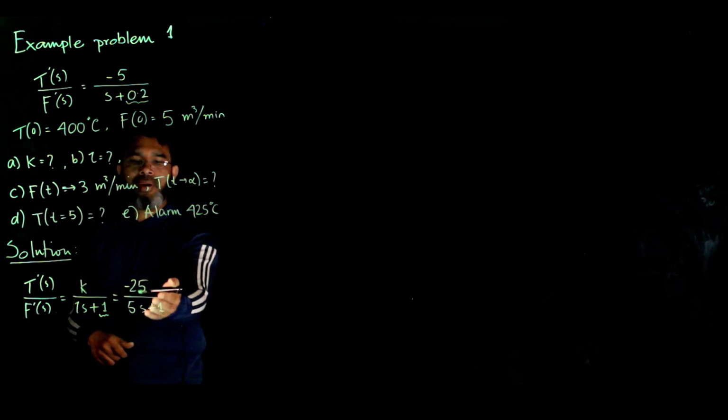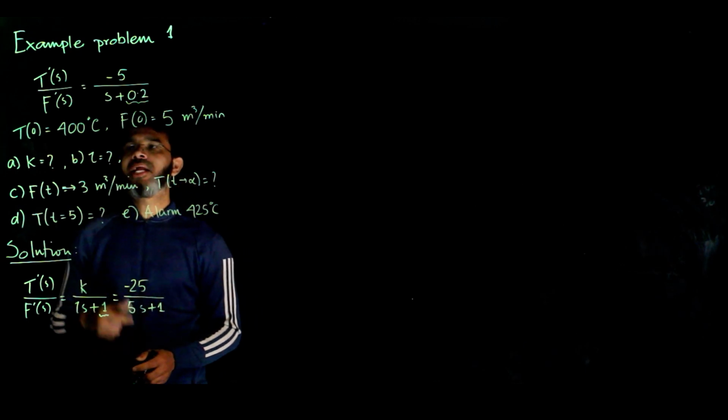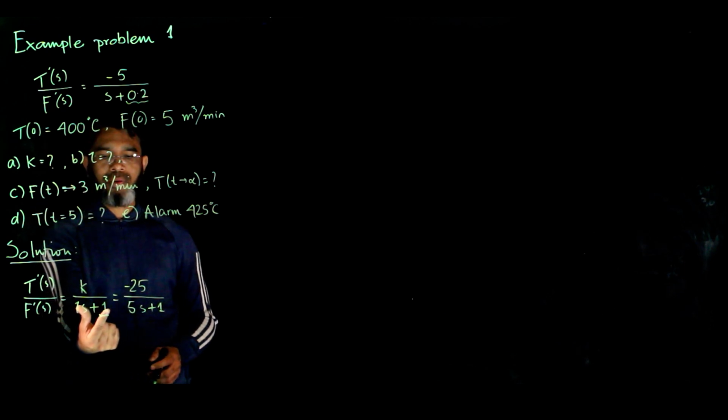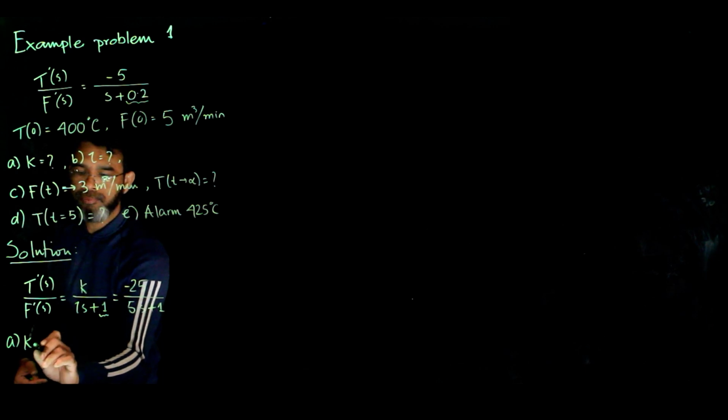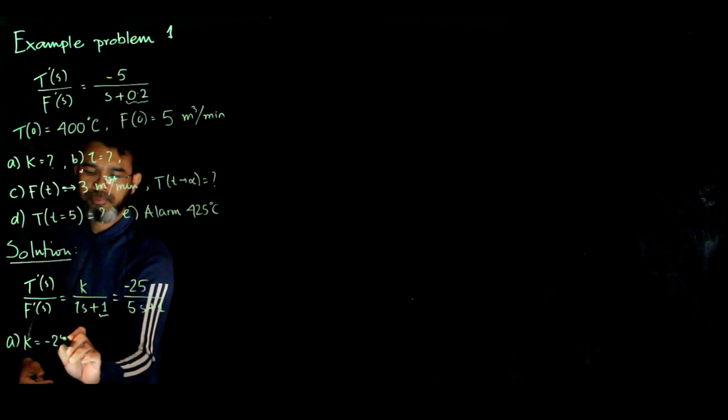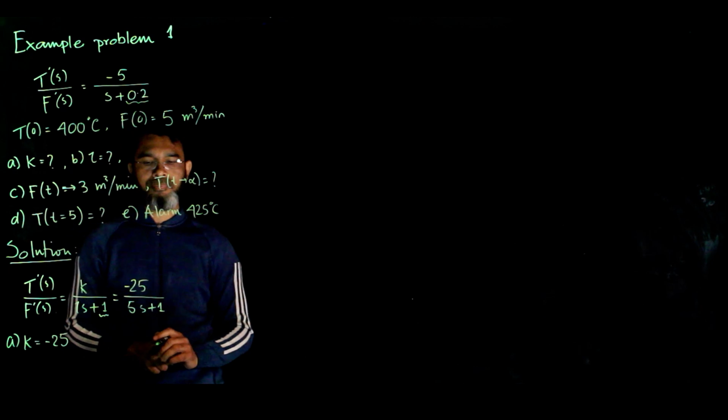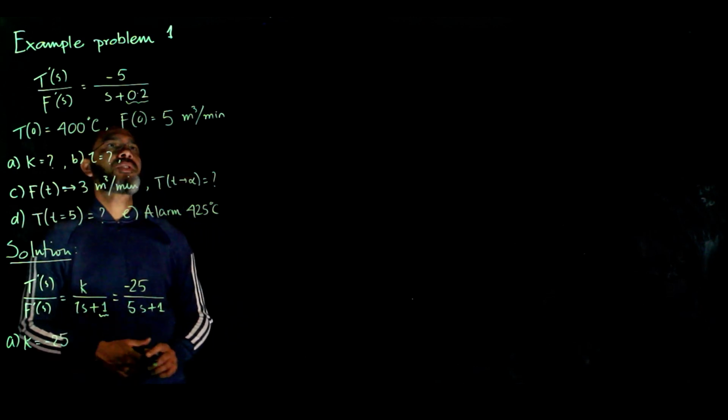Okay. Now if you write it down in the standard form, you directly get the value of k and tau by comparing with this equation. So we'll have k to be -25. Okay, so that's one way to do it.